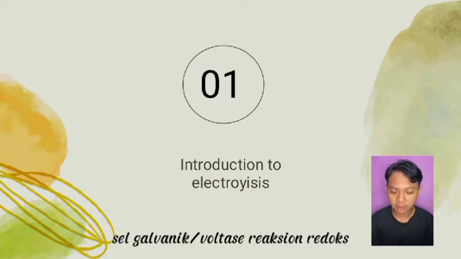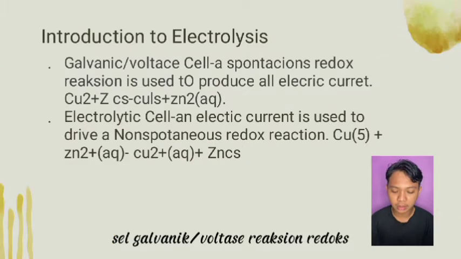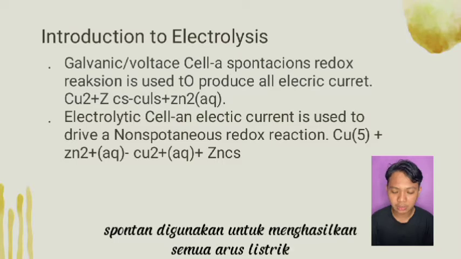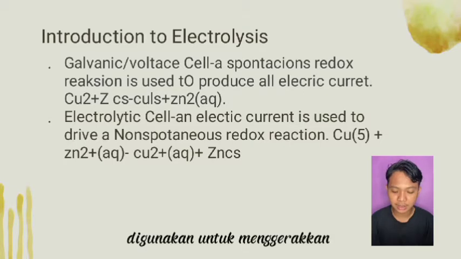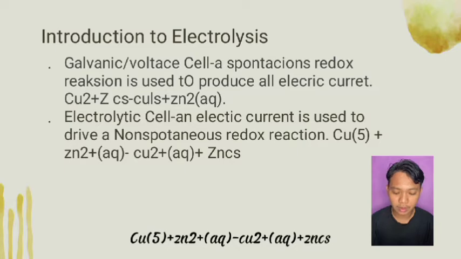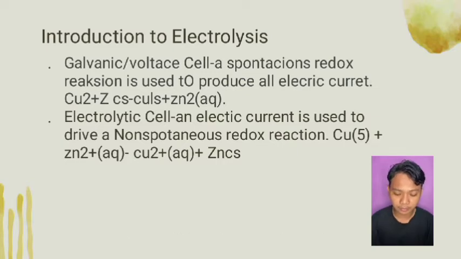A galvanic or voltaic cell uses a spontaneous redox reaction to produce an electric current. An electrolytic cell uses an electric current to drive a non-spontaneous redox reaction: Cu(s) + Zn2+(aq) → Cu2+(aq) + Zn(s).